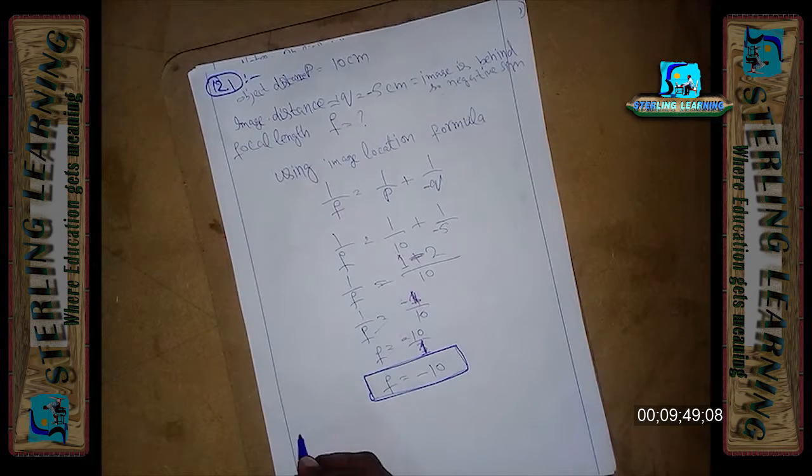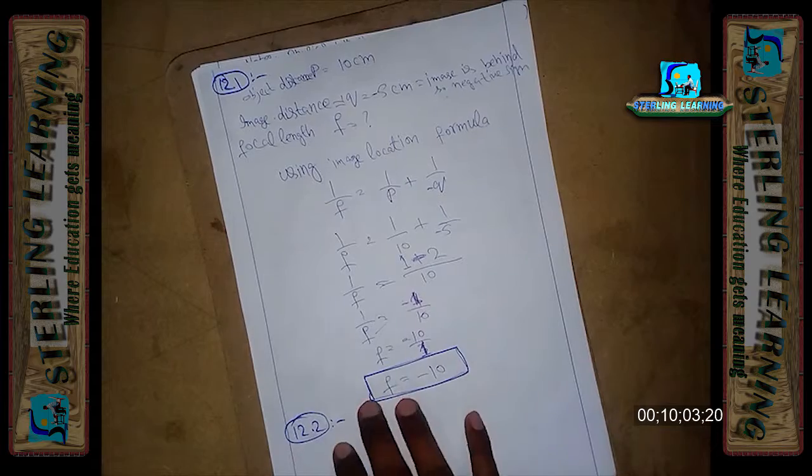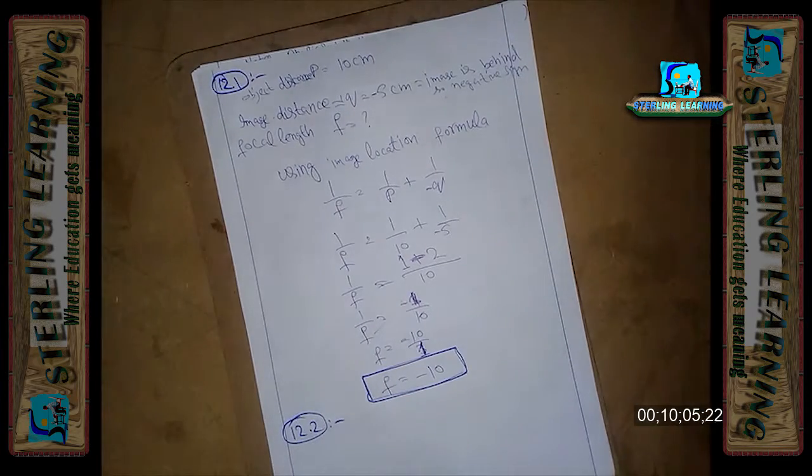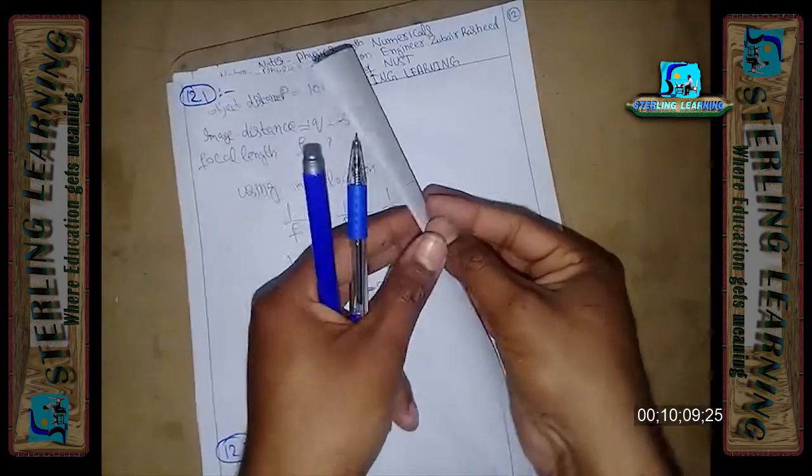Now for the second, 12.2, we have an object 30 centimeter tall located in 10. Okay, one thing I had just remembered, I can add it before we start the numericals. Let's go behind and here.